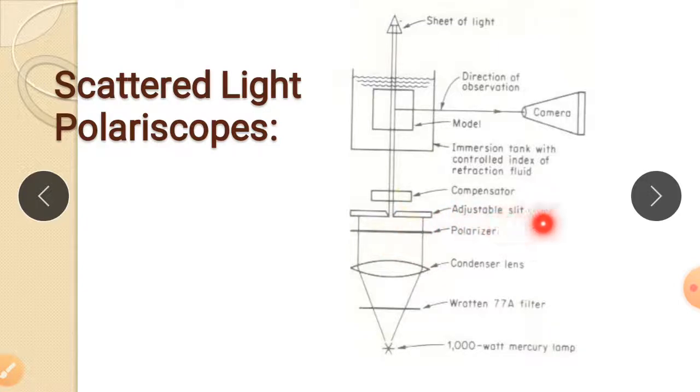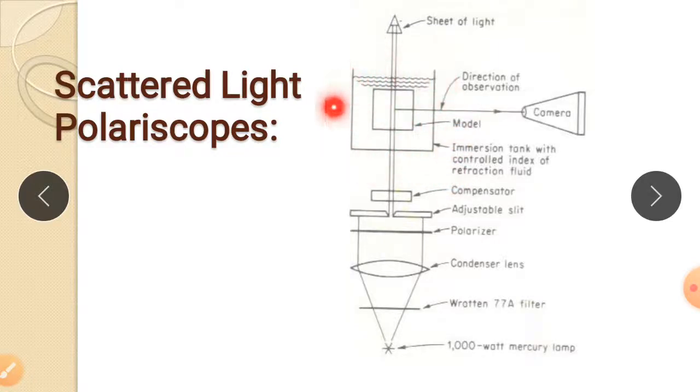Next, the adjustable slit. This adjustable slit is considered because if you want the stress at this point, the adjustable slit is mounted at this point. But if you want it at some other point, you can change the adjustable slit and adjust it according to the requirement. Next, the compensator. This compensator is used if you want the fringe pattern at any particular point. It helps to increase or decrease the stress fringes in the model.